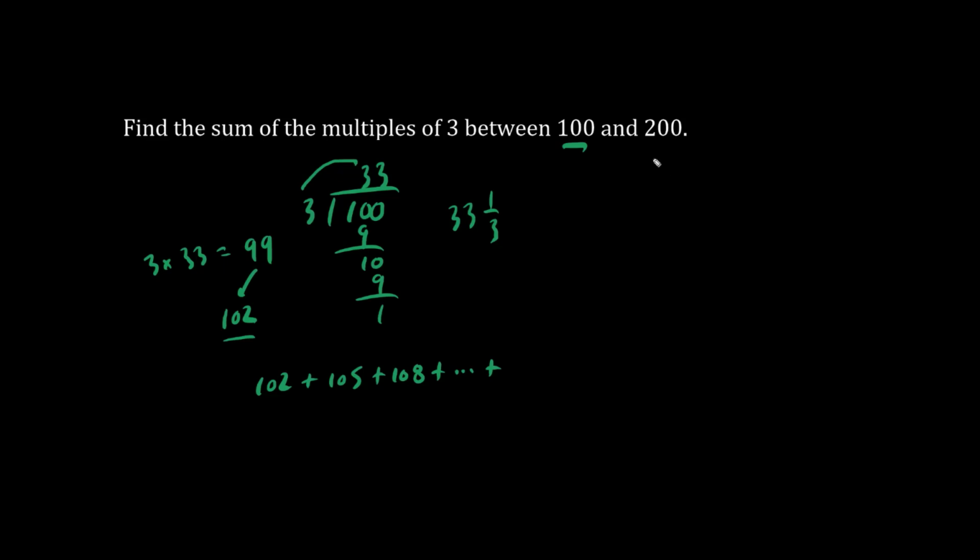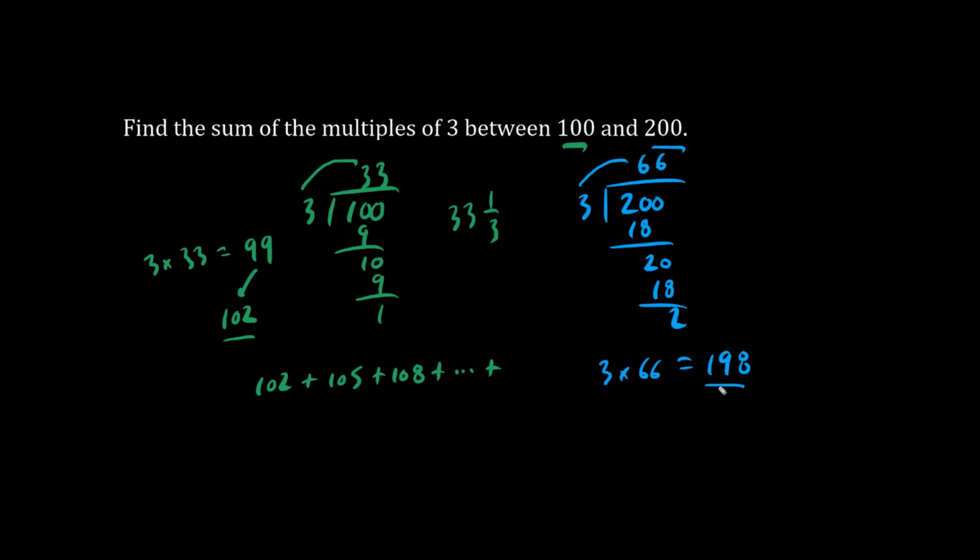We can either use mental math and guess, or again we can use long division. What is 200 divided by 3? 3 times 6 is 18. Subtract, we get 20. 3 times 6 is 18, and the remainder is 2. 3 times 66 is 198, which is perfect. It is a multiple of 3 and is below 200. So the last multiple of 3 is 198.